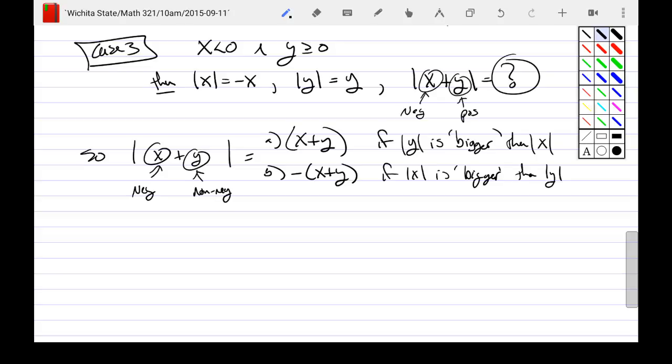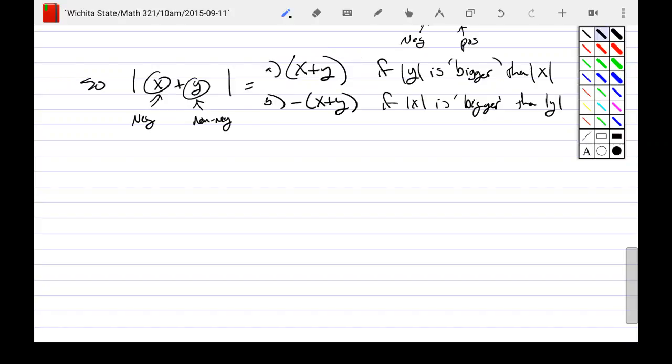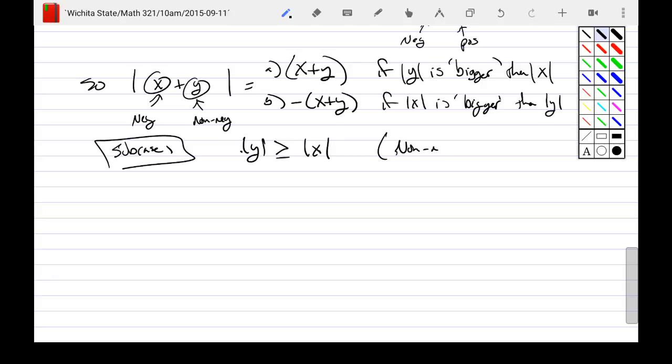And so what I'm going to do is call this subcase 1 and subcase 2. So subcase 1, what happens if my positive quantity, magnitude-wise, is larger than or equal to my negative quantity, right? That's that A from up above, right? The positive number is bigger than my negative number, or non-negative is bigger than the negative. Non-negative is larger than the negative quantity. And by larger, I mean further from zero. Then the absolute value of x plus y is simply x plus y. And x plus y is a positive number.